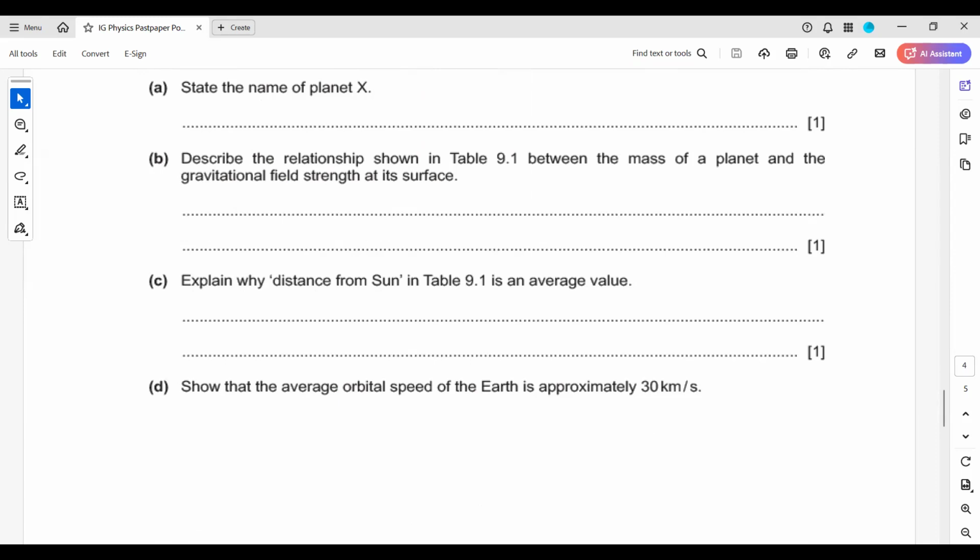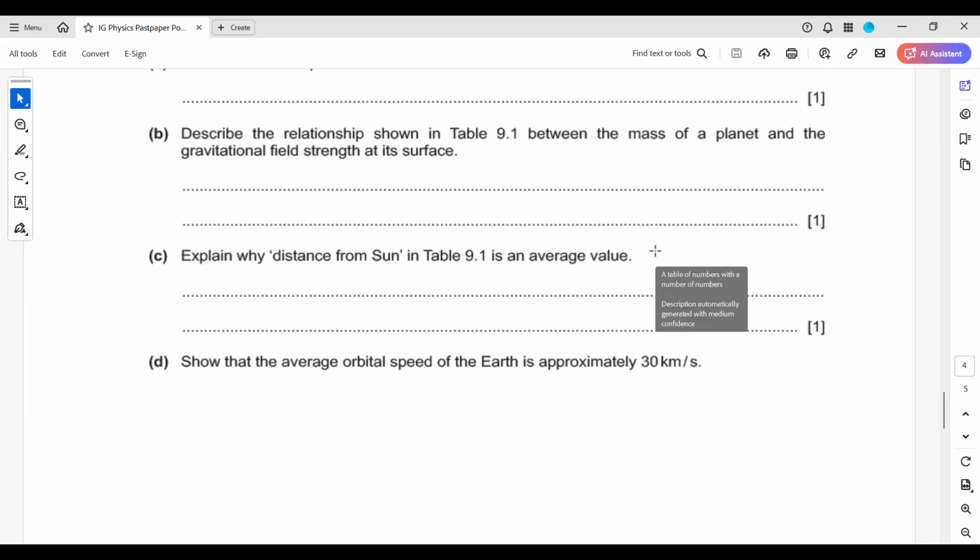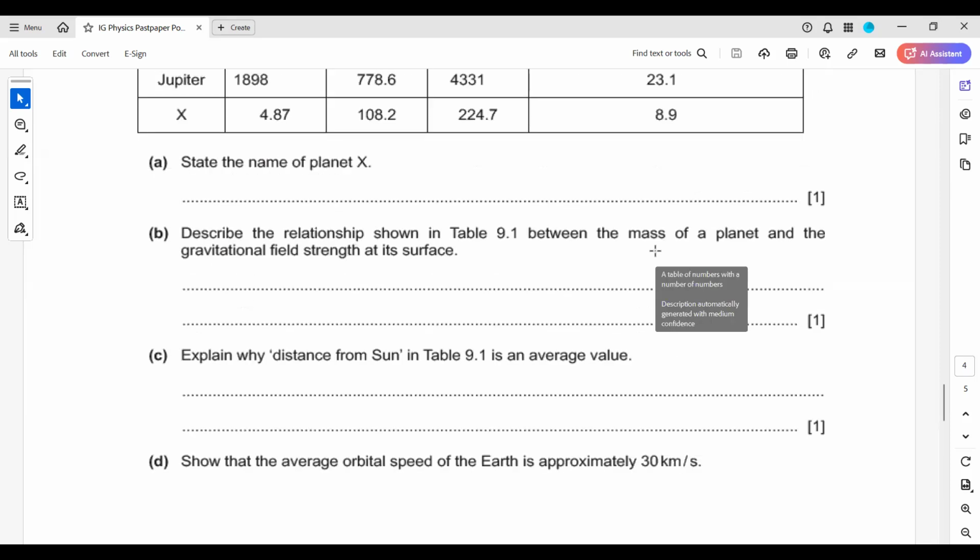The next is: show that the average orbital speed of the Earth is approximately 30 kilometers per second. When we are calculating the average speed, we assume the orbit is circular. When an object moves in a circular path, speed is distance divided by time.